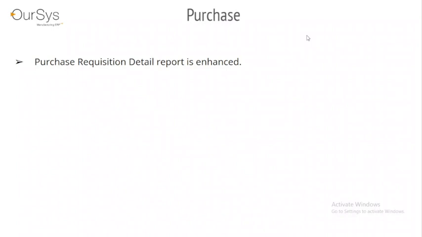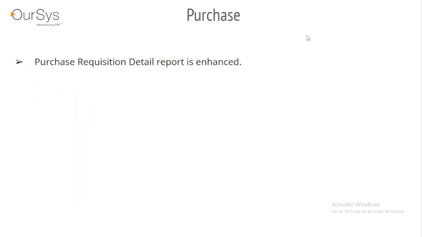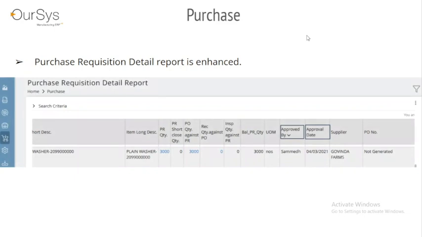Moving to the next slide, that is purchase. So in purchase, the first point is the requisition detail report announcement. The updated purchase requisition report detail now includes the approval information, featuring the approval name and the approval dates. This enhancement allows users to access critical information in a single report, eliminating the need to search for approval details separately in the system.